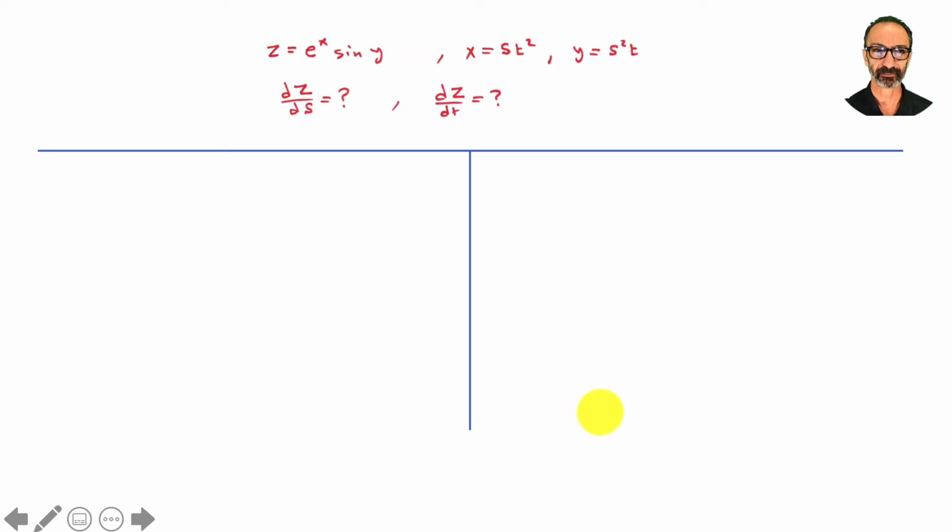Here's an example. z equals e to the x sine y, x equals s t to the second, and y equals s to the second t. We want to find dz ds and dz dt. So once you know the formula, you just apply it step by step and it should be fine.